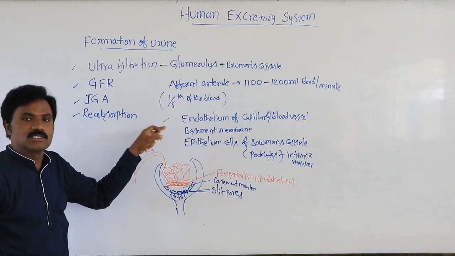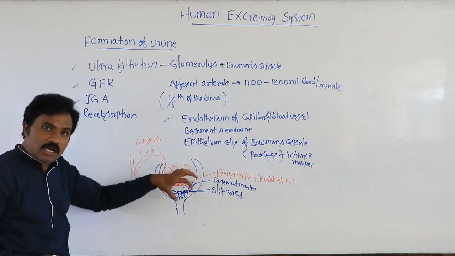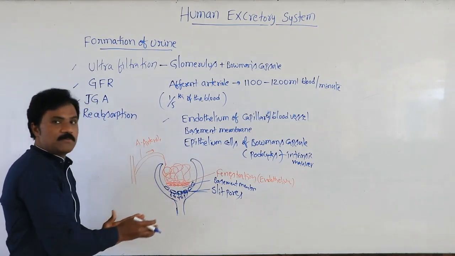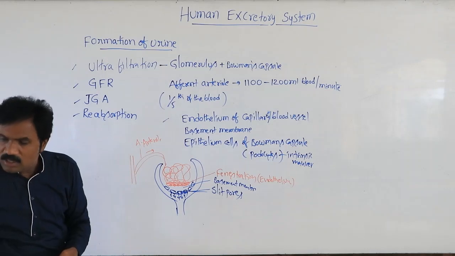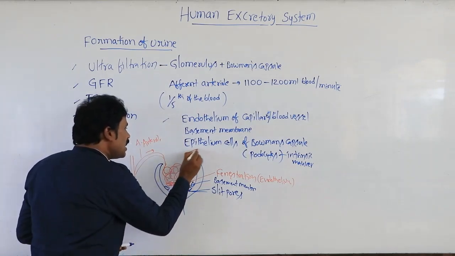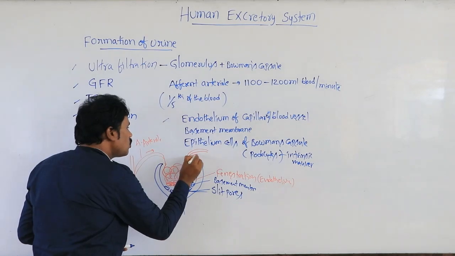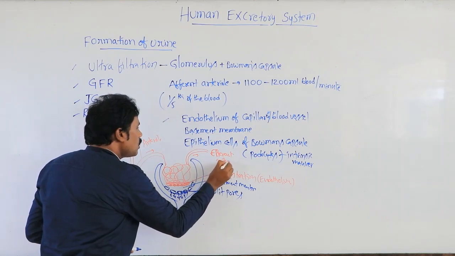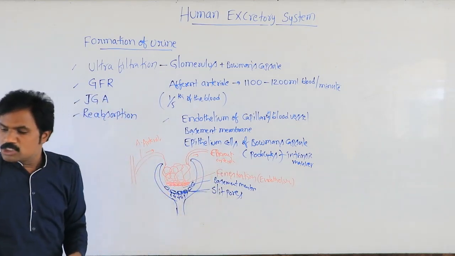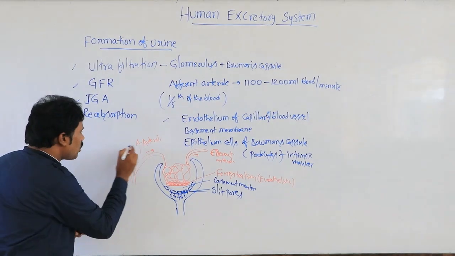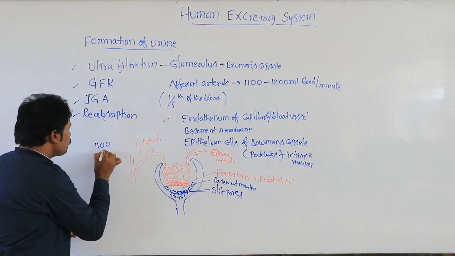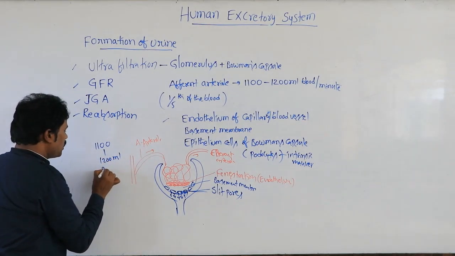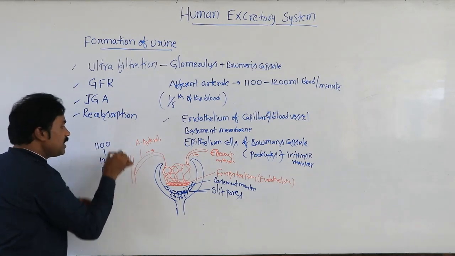The ultrafiltration takes place inside the Malpighian capsule, that means both the glomerulus as well as Bowman's capsule. Then the blood comes out through the efferent arteriole. So how much blood is coming in through the afferent arteriole? 1100 to 1200 ml of blood per minute. Not per day, per minute.